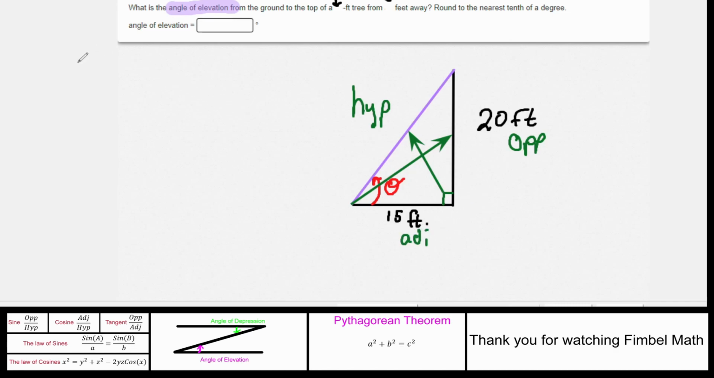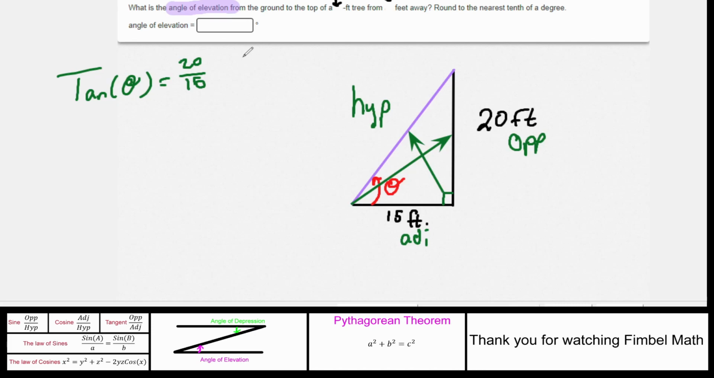And once again, we are using tangent. And we know that we want to find the angle. So the tangent of theta is equal to the opposite over the adjacent. Now look at this. We have an improper fraction for the first time in any of these problems in this video. It'll still work though. So we're going to follow the same steps as well. It's going to be 20 divided by 15. That's giving me 1 1/3.